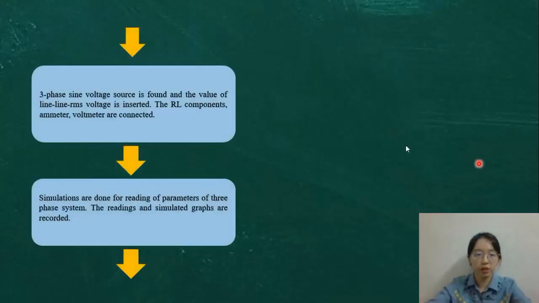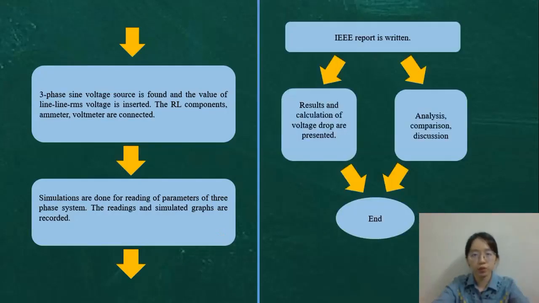Then we find the components and connect them, simulate the parameters we need, and record the data in the table. The IEEE report is written. Results and calculation of the voltage drop are presented. Analysis, comparison, and discussion are done.